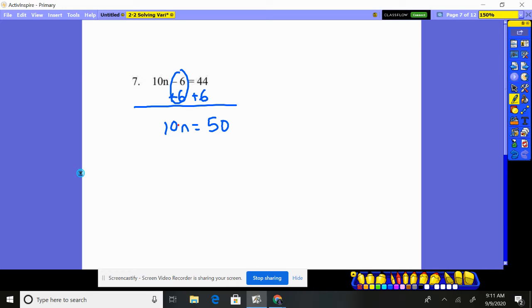Now I'm going to undo that multiplying by 10 because it says 10 n's are equal to 50. Well, I want to know what a single n is worth. So I'm going to divide by 10 to undo that multiplying. But whatever I do to the left side of the equal, I must do to the right side of the equal sign. An n will be worth 5. A single n is worth 5.